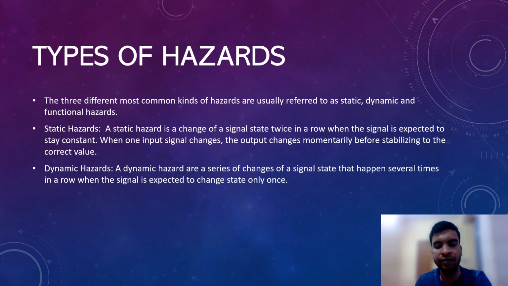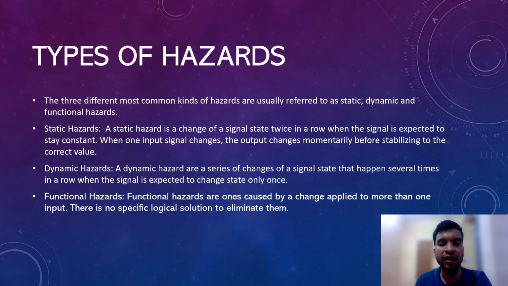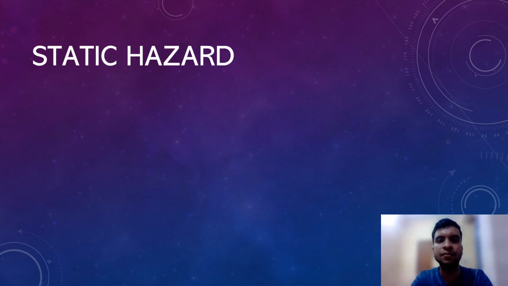Dynamic hazards. A dynamic hazard is a series of changes of a signal state that happen several times in a row when the signal is expected to change state only once. And lastly, we have functional hazards. Functional hazards are the ones caused by a change applied to more than one input. Now, with respect to static and dynamic hazards, we have ways to eliminate them. But since functional hazards include the change of state of multiple inputs, there is no specific logical solution to eliminate them. So now, we'll be looking into static hazards a bit more in detail.